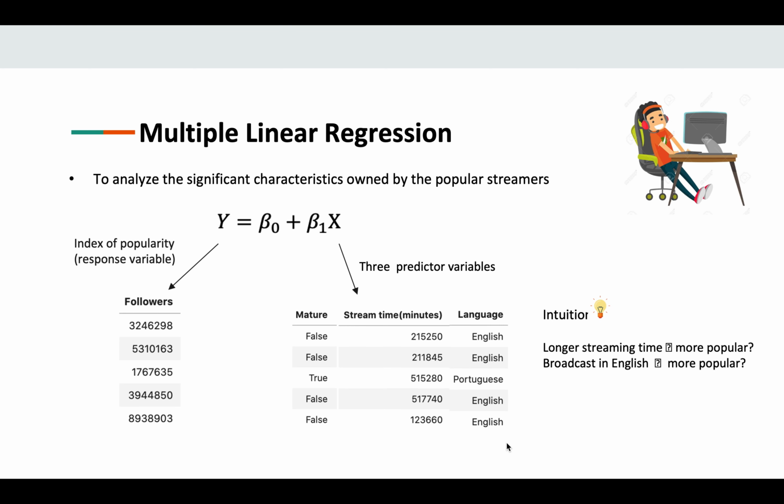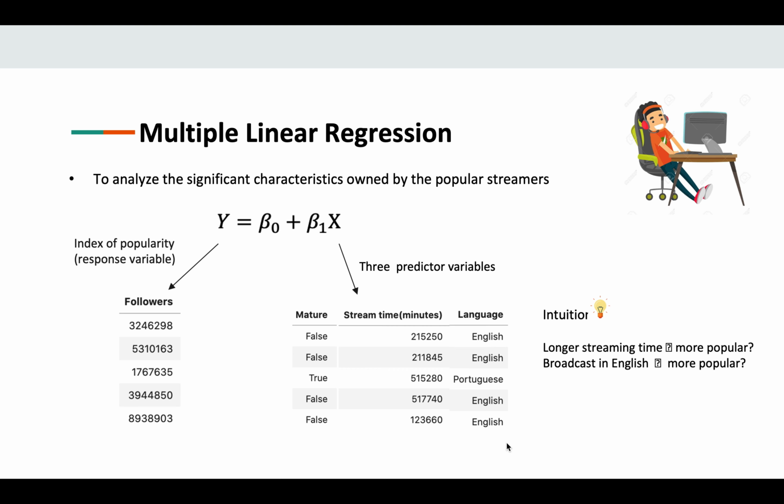Okay, now we would like to investigate the potential factors that make streamers become popular. Our analysis method is mainly multiple linear regression. Let's take a look into the multiple linear regression model. First thing we should do is to clarify the predictor and response variables. Based on the crowd data from Twitch, we decide to use the number of followers as the index of popularity and let it be the response variable.